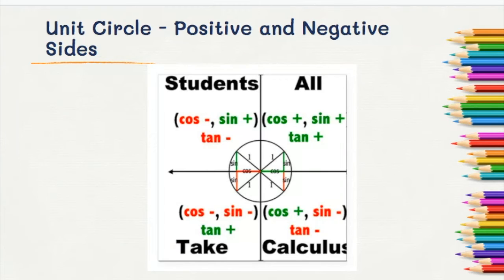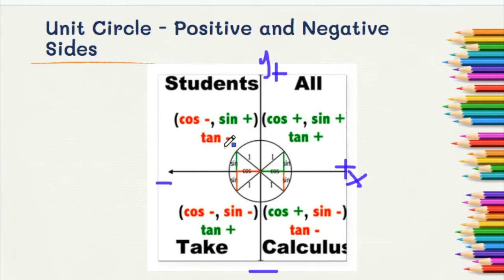Since we're talking about positive and negatives, I just wanted to mention something called All Students Take Calculus. The x-axis and the y-axis tell you where they're positive or negative. The All in All Students Take Calculus means that all 3 ratios are positive here. For sine and cosine, they're both positive, so then tangent will be positive because the x and the y values are positive there. The second quadrant, S, or Students, means that sine is the only one positive here. Cosine is negative. That would make tangent negative as well because tangent is sine divided by cosine.